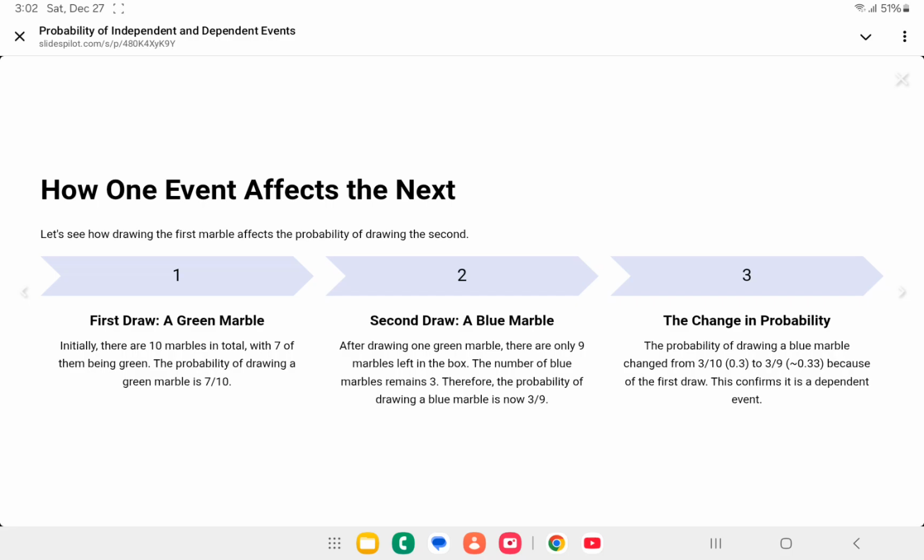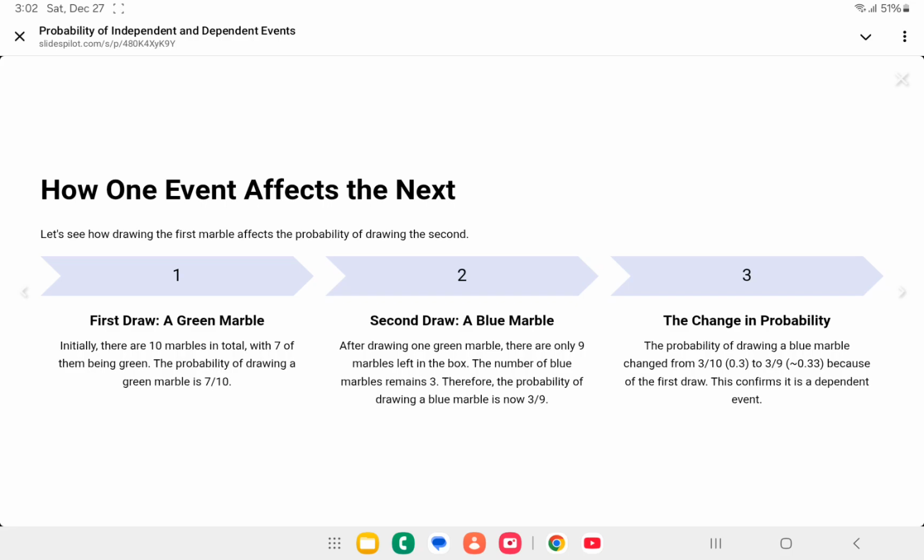The term without replacement means we are drawing the marble without putting it back into the box. This means that the probability will change after every draw. As a result, this is a dependent event, where the probability of one event affects the probability of another event. In other words, drawing the first marble affects the probability of the next marble. Let's see why this is. For the first event, there are 10 marbles in the box, and since we have a total of 7 green marbles, the probability of drawing one green marble is 7 over 10 or 0.7.